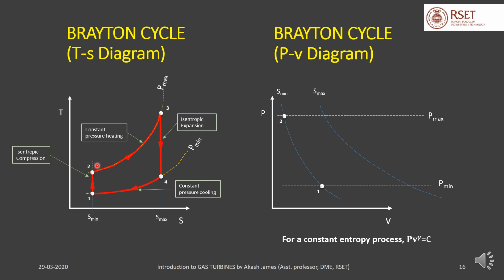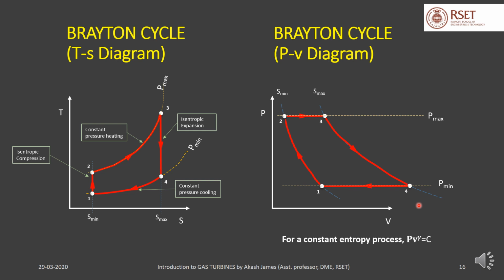Then heat is added at constant pressure until it reaches the maximum entropy at this point. So this is state 3. Then it is expanded isentropically, following this line to the minimum pressure at this point, that is state 4. So 1 to 2 isentropic compression, 2 to 3 constant pressure heat addition, 3 to 4 isentropic expansion, and 4 to 1 constant pressure heat rejection.